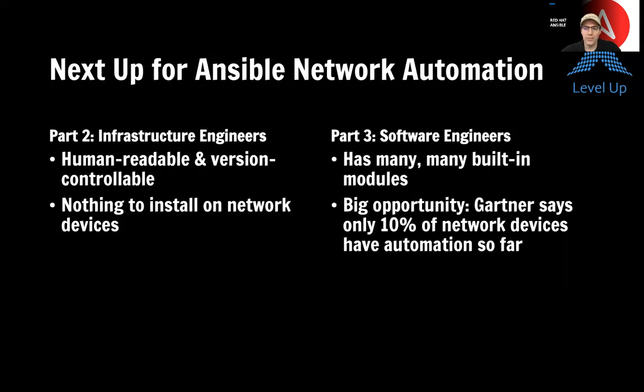So that's about it from an overview perspective, and we'll be going in part 2 to discuss a little bit more from the infrastructure engineering or network engineering perspective what it means to be human readable and version controllable. And also, a little bit about how Ansible works a little bit differently for those who may be familiar with Ansible and how it works in general, and looking at that in terms of how it actually works on network devices. And then the third part, we'll be talking about module support, and we'll be talking a little bit more about the opportunity, kind of the art of the possible.